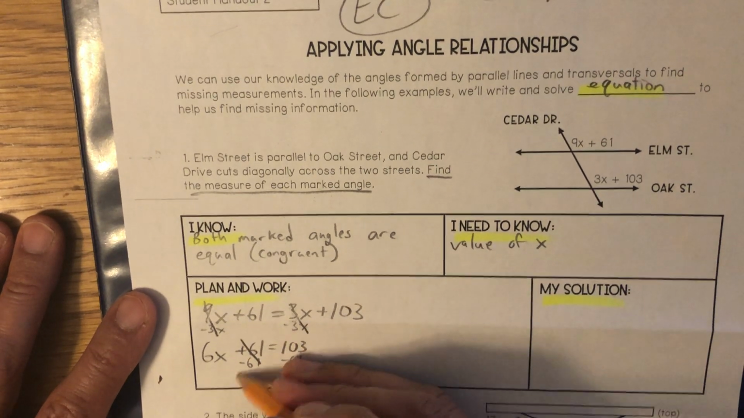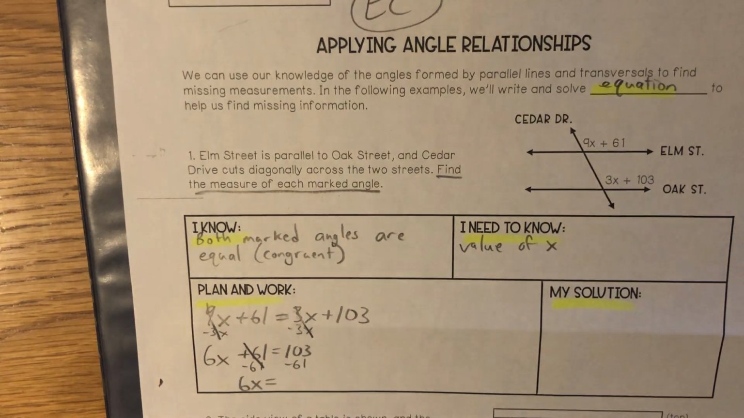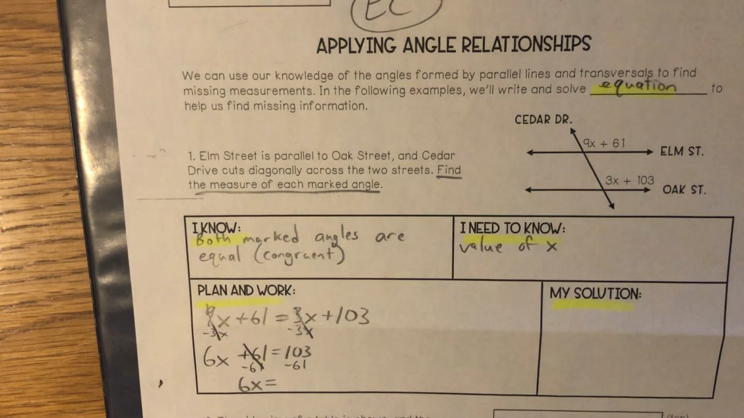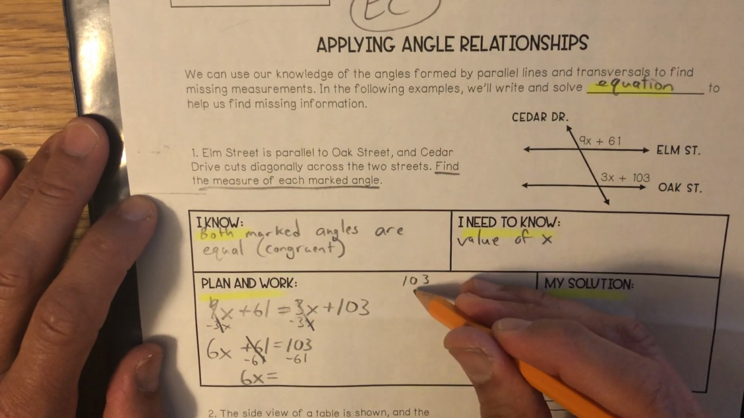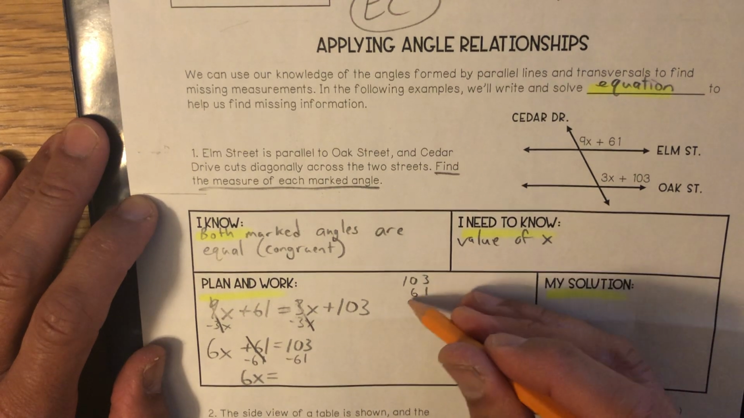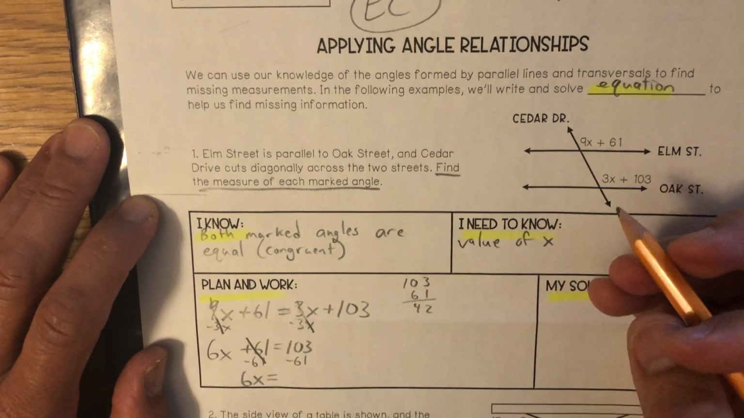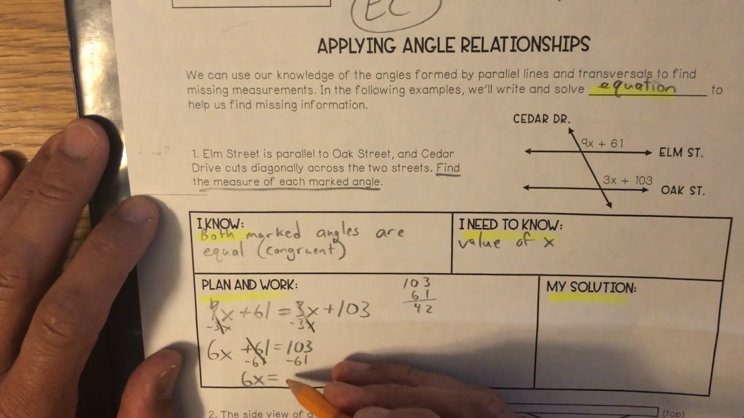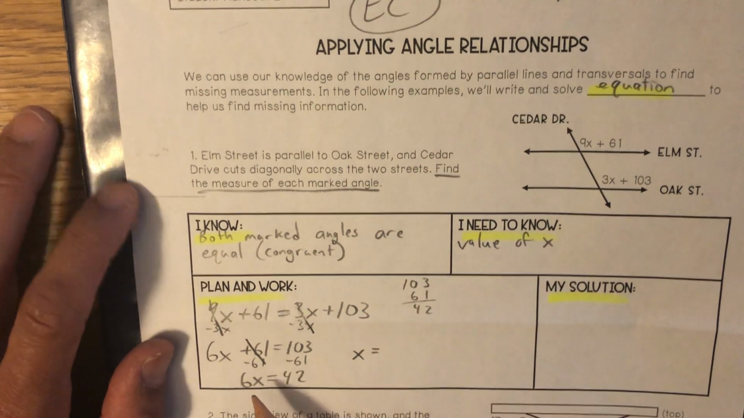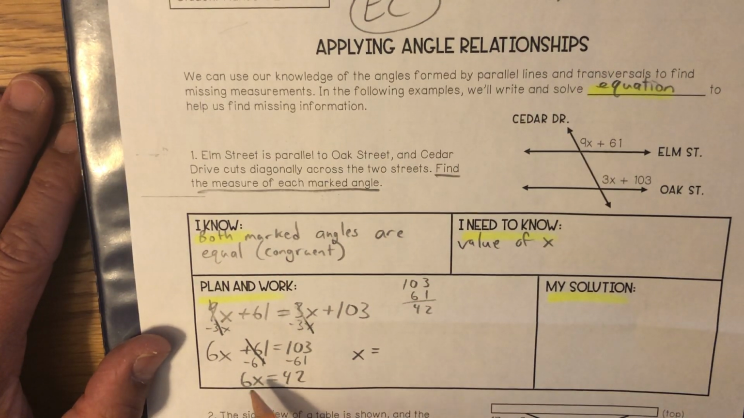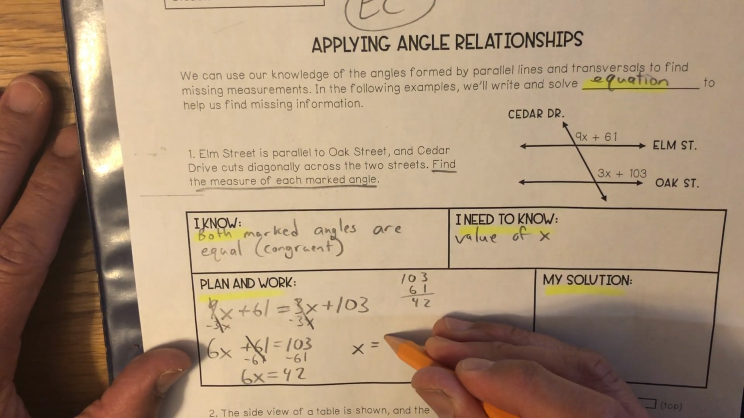These cross out, and we're left with 6x equals, what's 103 minus 61? Let me just do the elementary math right here. 103 minus 61, and we're left with 42. Now we've got to divide both sides by 6. 6 divided by 6 is 1. 42 divided by 6 is 7, so x equals 7.